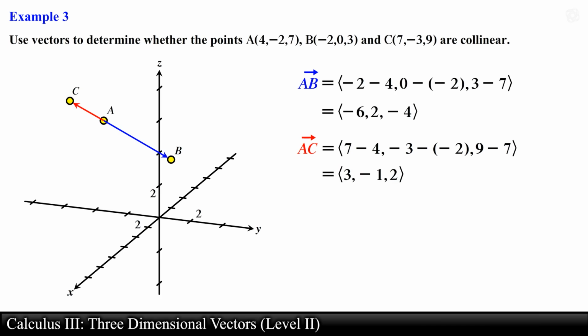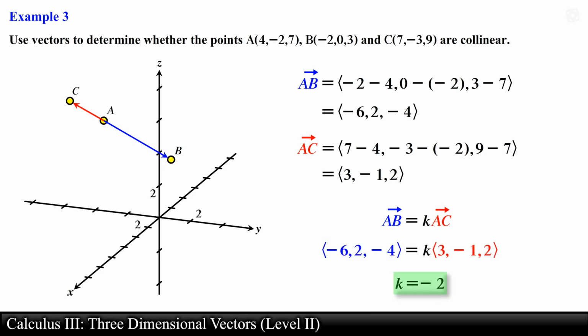Now, if both of these separate vectors lie in the same line, they should be parallel to one another. So we need to show that they are a constant multiple of each other. So we go ahead and set up our vector equation, and by inspection, we see that we can obtain vector AB by multiplying vector AC by -2. Since both of these vectors are parallel, and they pass through the same point, in this case, point A, we can conclude that they are collinear. Alright, let's try the next example.